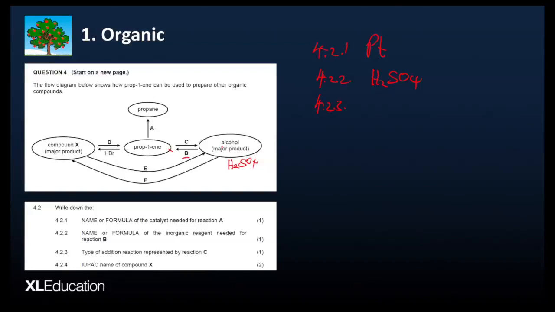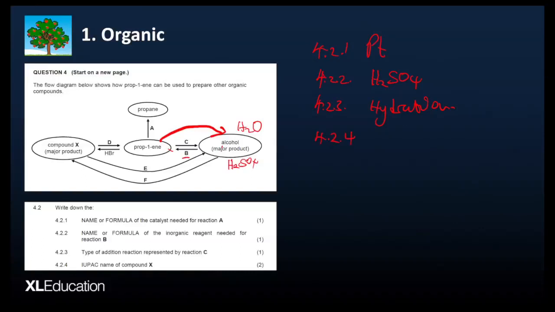Right. Then 4.2.3. Type of addition reaction. For us to move from here going there, it means we have added water. So the addition of water is called hydration. That is the type of addition reaction represented by C. That is okay, the question that we have done.